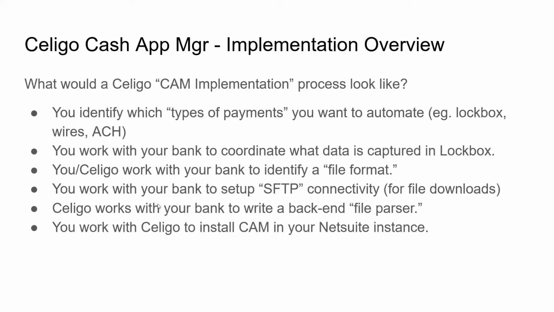And then you work with Celigo. So Celigo then works with the bank to create a parser for their file. So that's kind of part of that upper process there. But Celigo figures out a way to parse these files. And then you work with Celigo to install it into your NetSuite system. Celigo would need your SFTP connectivity info here. So that's kind of a high level.